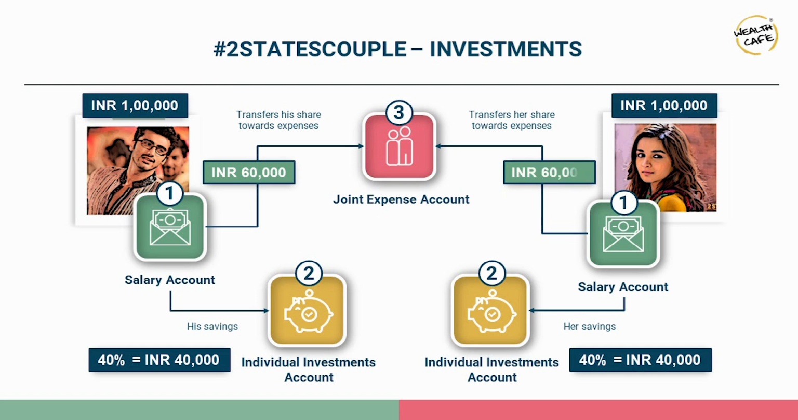Now at the beginning of each month, their joint expense account has 1,20,000 rupees, and from this 1,20,000 rupees they make various expenses towards their joint expenses and towards their personal expenses. So this is how your cash flows would work where you are a couple in which both of you are earning and you have decided to contribute equally towards your monthly expenses.